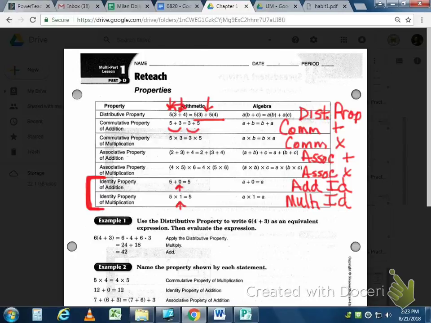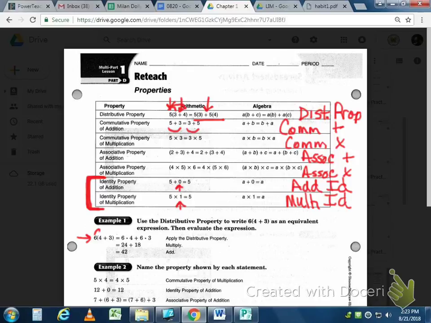So we're going to look at that one actually first. So let's look at this example right here. It says, use distributive property to write 6 times the quantity 4 plus 3 as an equivalent expression and then evaluate. So 6 is in front of the parenthesis to show distributive. This is what you will have to do when it says use distributive to evaluate.